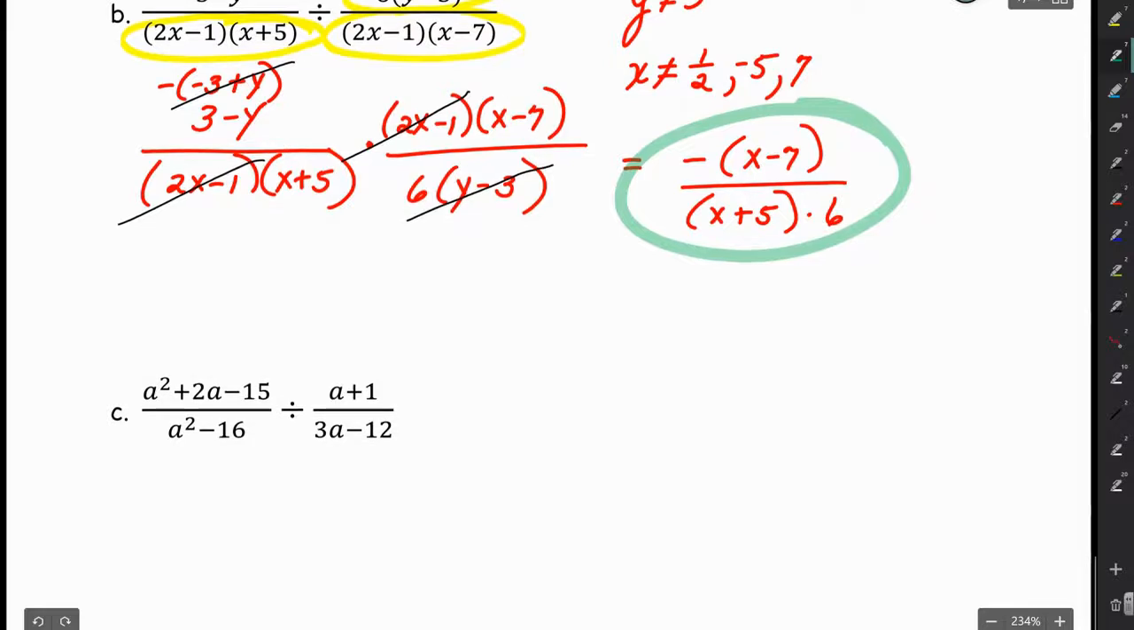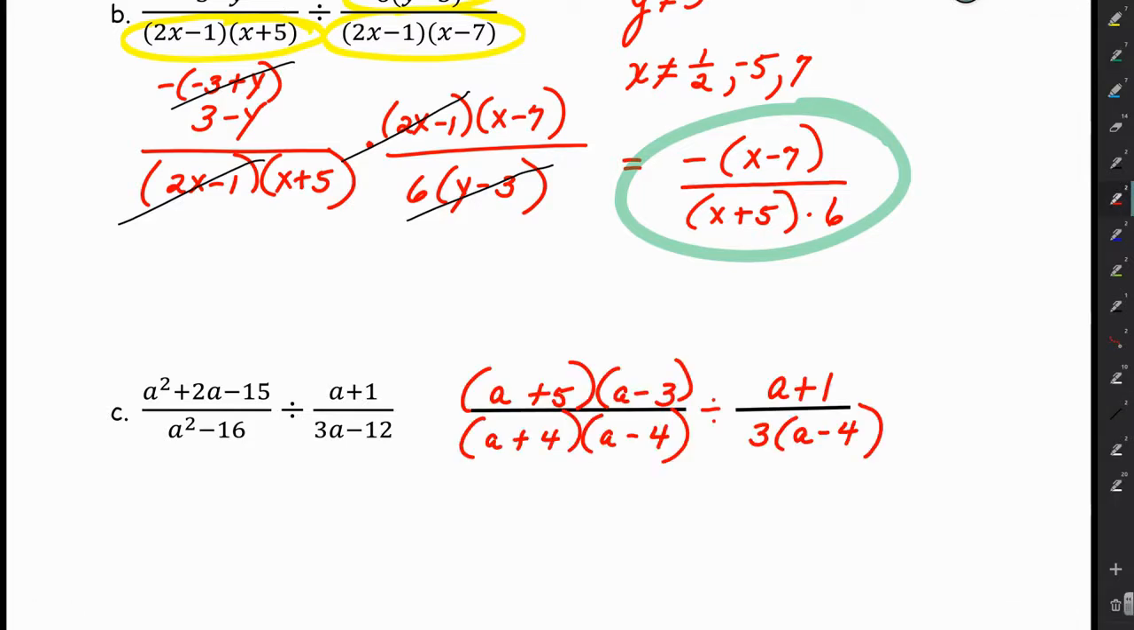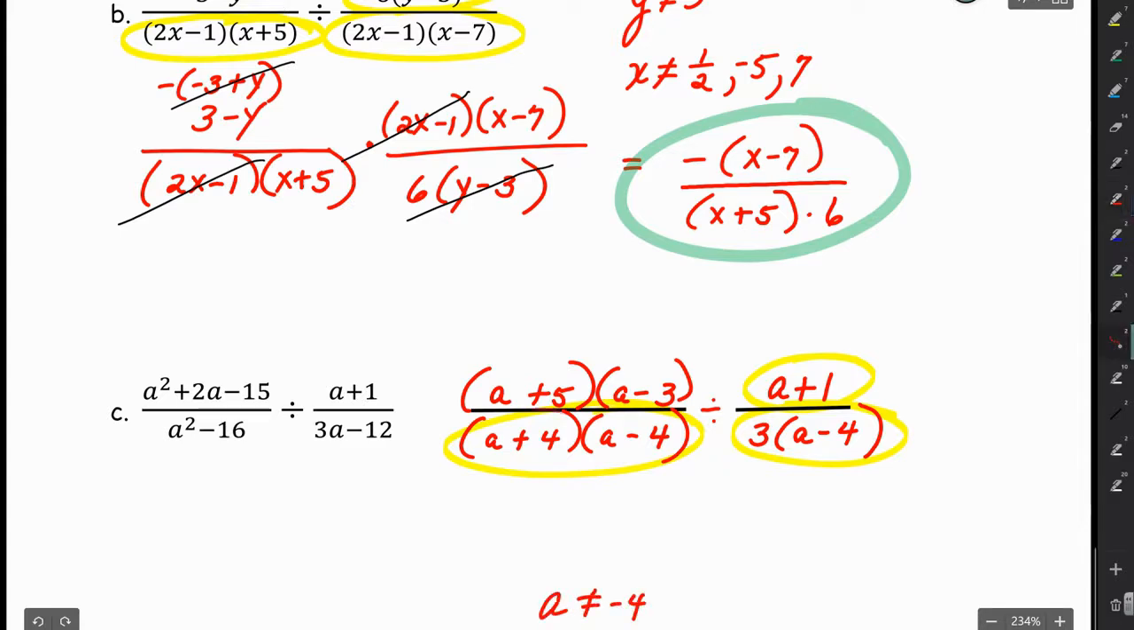Okay, last one here. First, we're going to factor, because this one unfortunately is not factored, so let's go ahead and do that first. All right, so we're all factored. Before we do anything, we're going to look at our restrictions. Remember, our restrictions are going to occur here, here, and here. All right, so our restrictions are a cannot equal -4 because of this. A cannot equal +4 because of this or this. And a cannot equal -1 because of this.